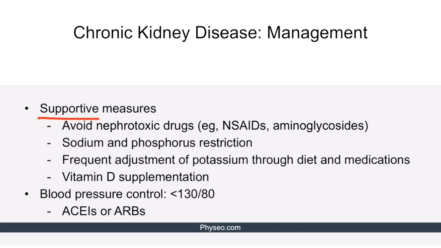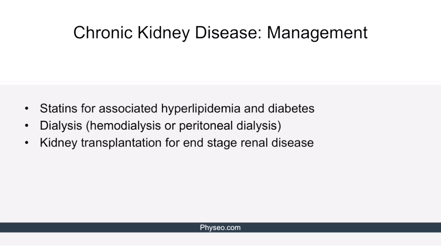Management is started with supportive measures. Firstly, we should avoid using nephrotoxic drugs like NSAIDs and aminoglycosides. Sodium and phosphorus consumption should be restricted. Frequent adjustment of potassium through diet and medications should be made, and vitamin D supplementation is advised. Blood pressure control is necessary. Thus, it should be below 130/80 with the use of angiotensin-converting enzyme inhibitors or angiotensin receptor blockers. Statins are also started if there is associated hyperlipidemia and diabetes.